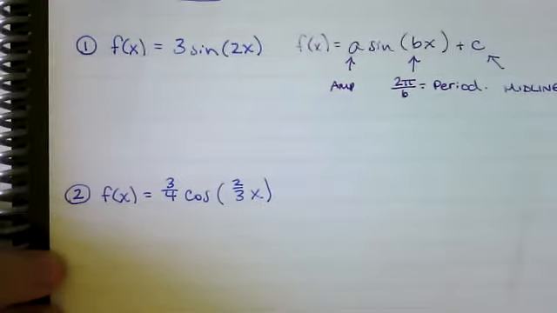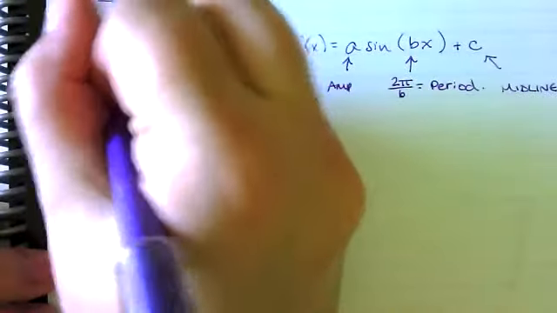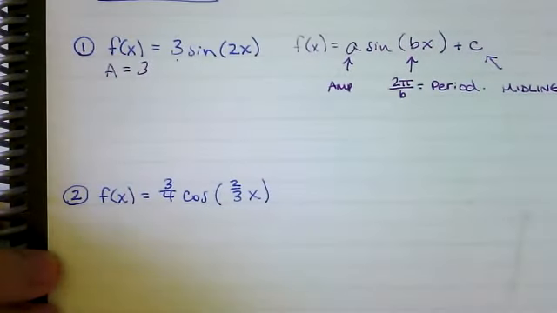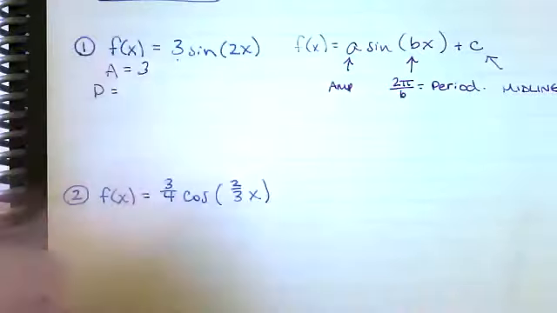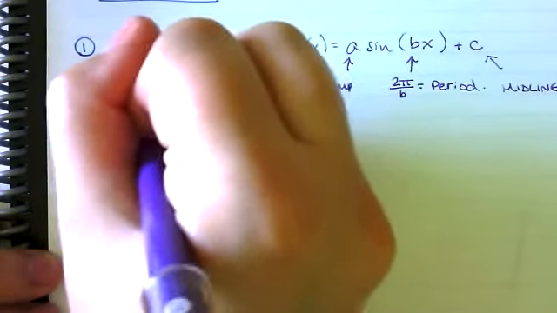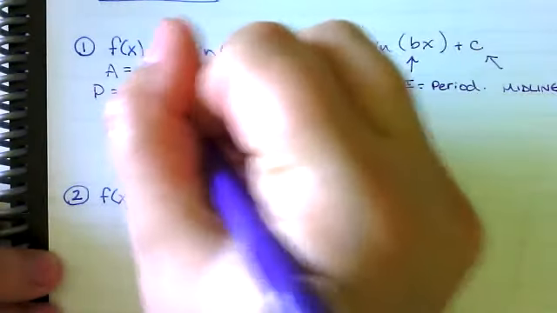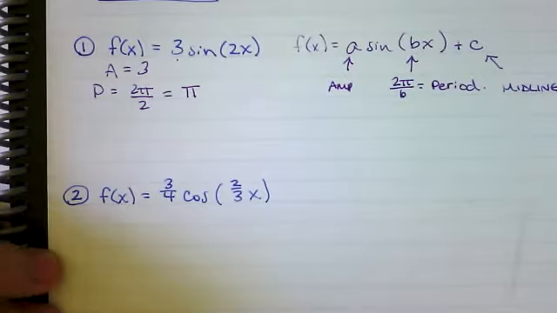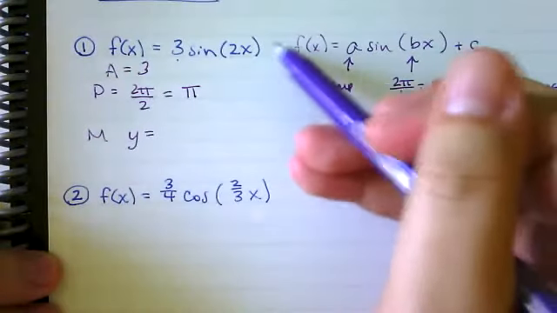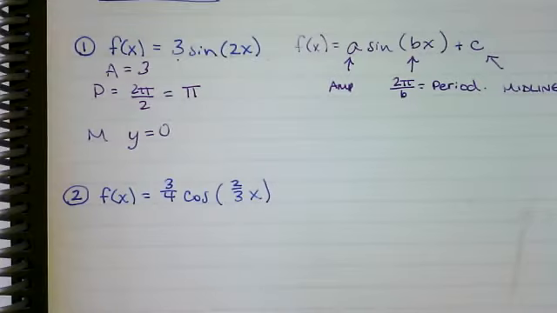Okay, so for question number 1, my amplitude is going to be 3 because it's just this first number right here. Okay, for the period, I have to do 2 pi divided by B. So my B value here is 2. So 2 pi divided by 2, and you always have to simplify. So that's just going to give us pi, because 2 divided by 2 gives us 1. So the period equals pi. And then for the midline, that's going to be y equals, and there's no number here for C, so that just means it's 0. Y equals 0. And there's our answer for question number 1. So you're just taking those pieces out.